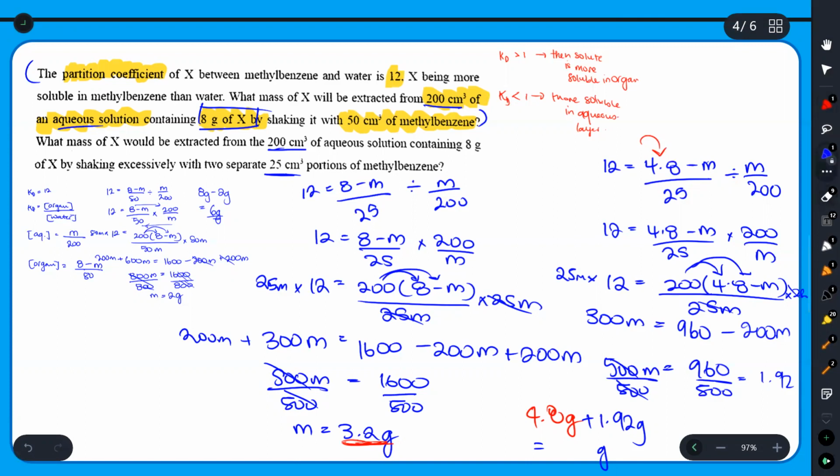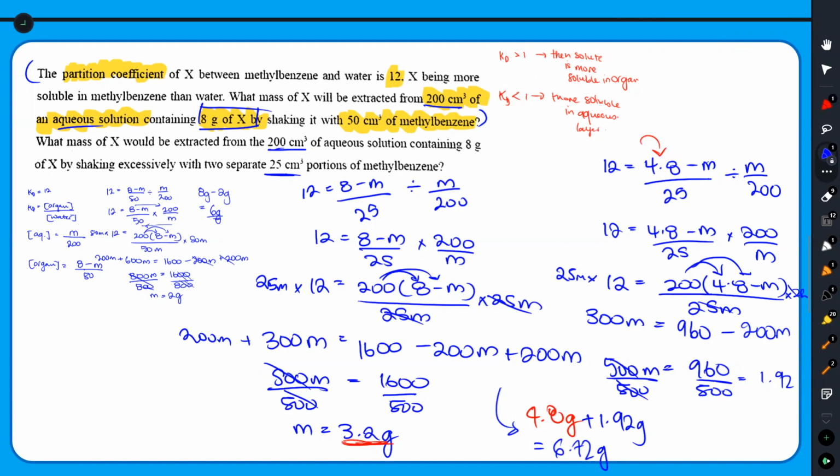6.72. Yeah. So seeing that if you put it in larger or smaller portions, separate 25s instead of one large 50, then you should get a value that is larger than if you did it in one big chunk.